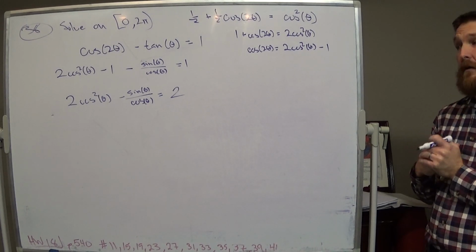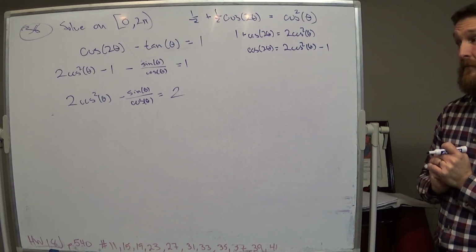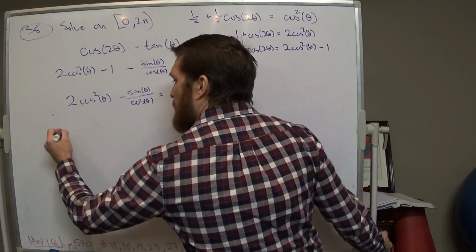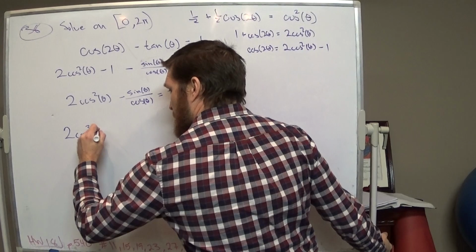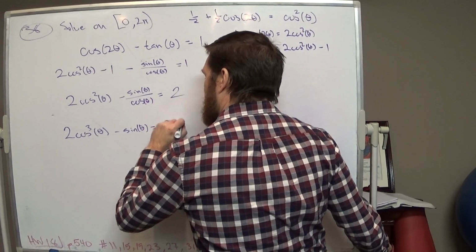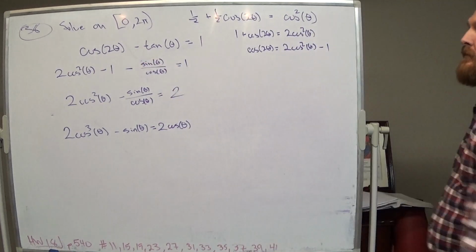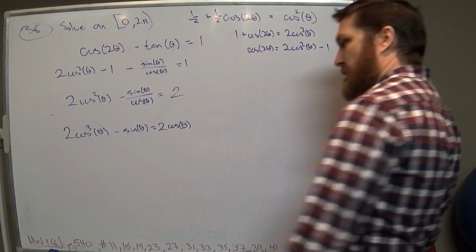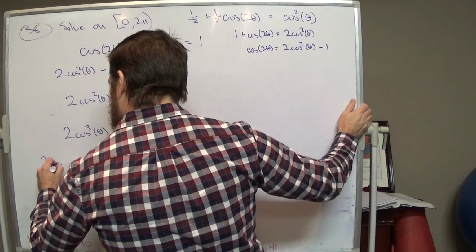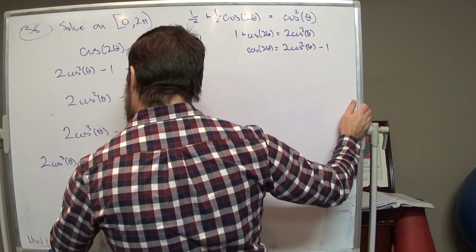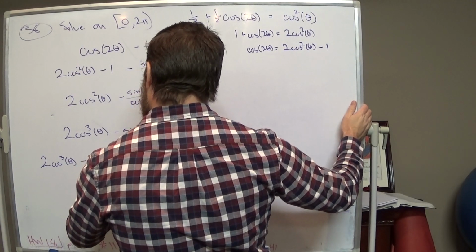This is just me talking here. I see a denominator. I don't know if this is going to help us or hurt us, so multiply by cosine. Let's see what happens. So how about 2 cosine cubed theta minus sine theta equal to 2 cosine theta. Everybody saw what I did: I just multiplied everybody through by cosine. Now minus the 2 cosine theta, bring everybody over to that side. 2 cosine cubed theta minus 2 cosine theta minus sine theta equals 0.